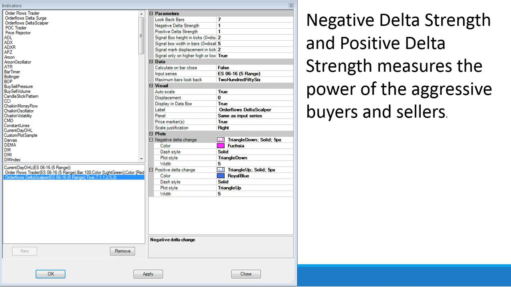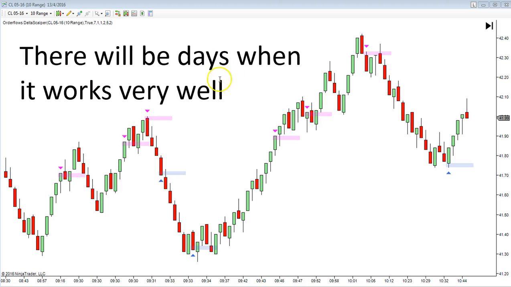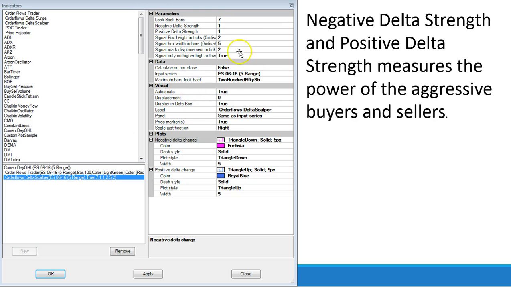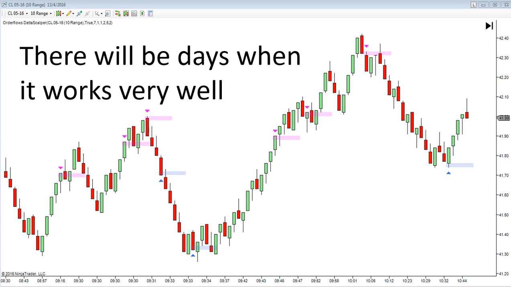So, let's talk about some of the settings real quick. Negative delta strength and positive delta strength measure the power of the aggressive buyers and sellers. It's set to 1. If you really want to go very strong, you can set it to 2. Look back bars is how many bars it's using for its calculations. Signal box height and width are how many ticks you want it to be and how many bars across. It's 2 and 5. Signal mark displacement is how close you want the arrow to the box.